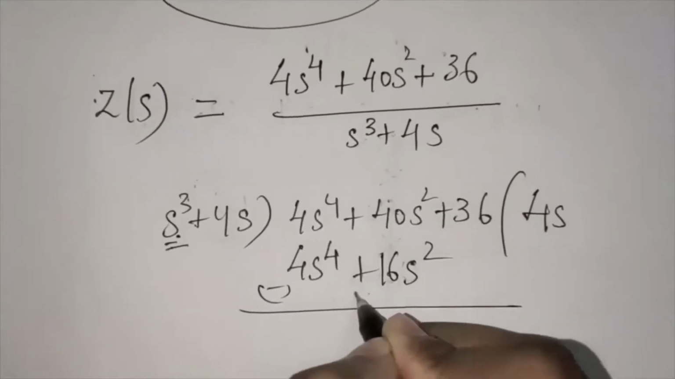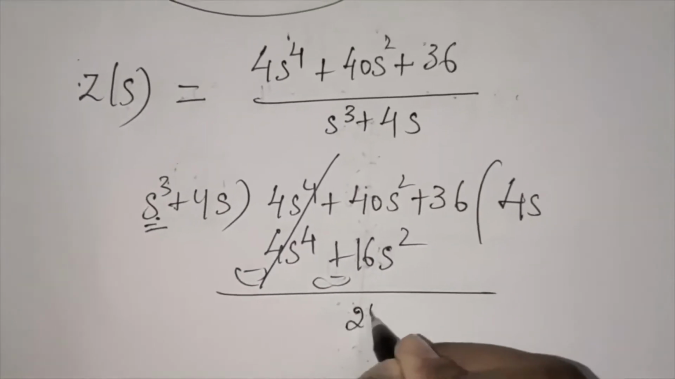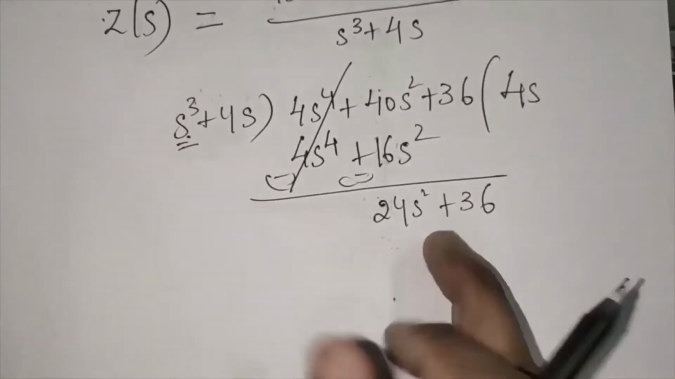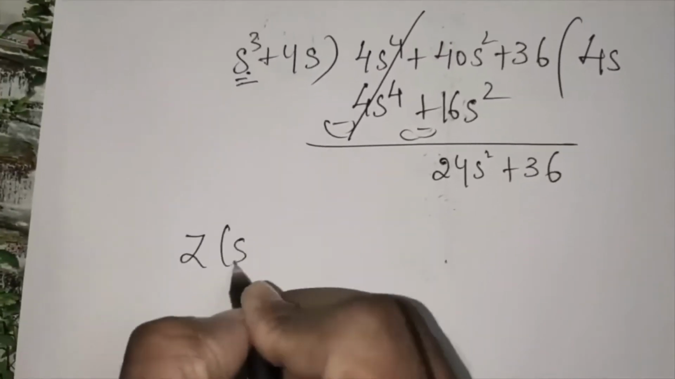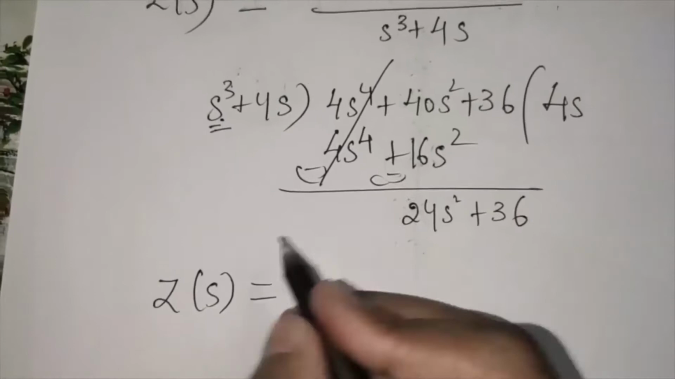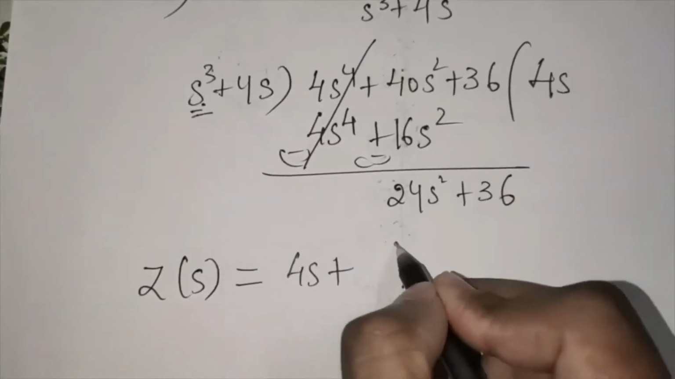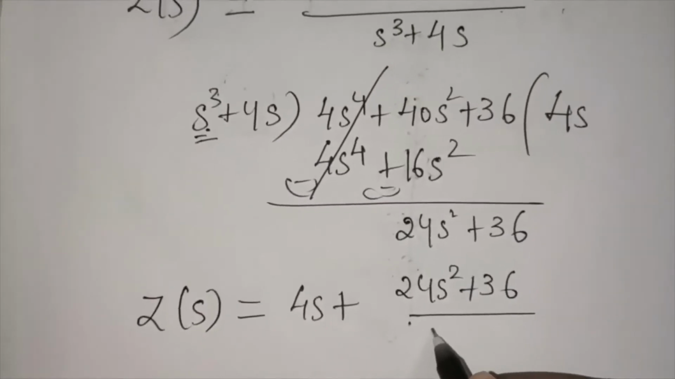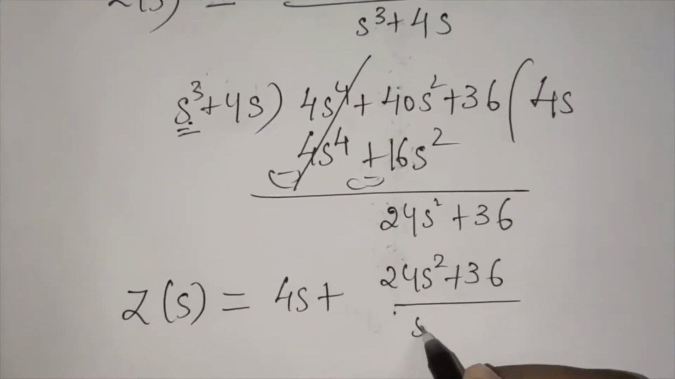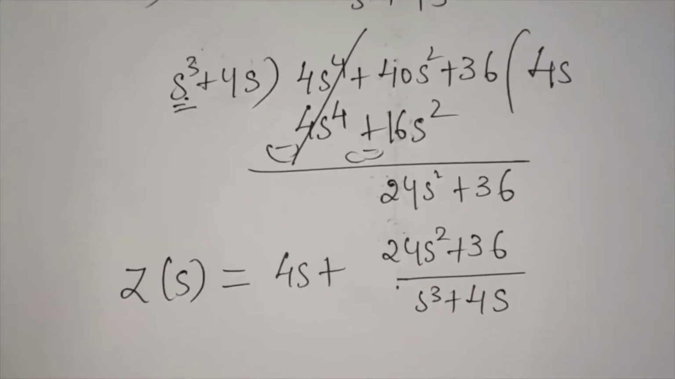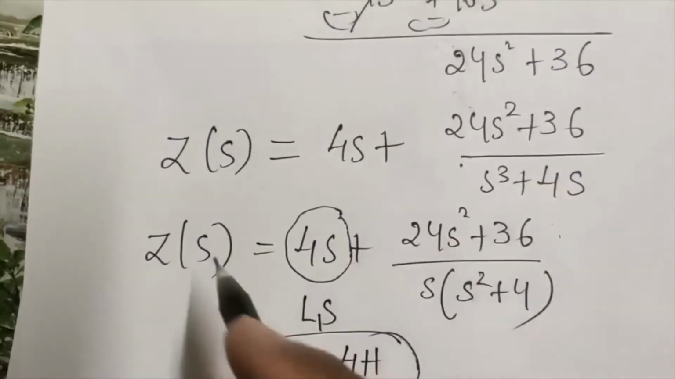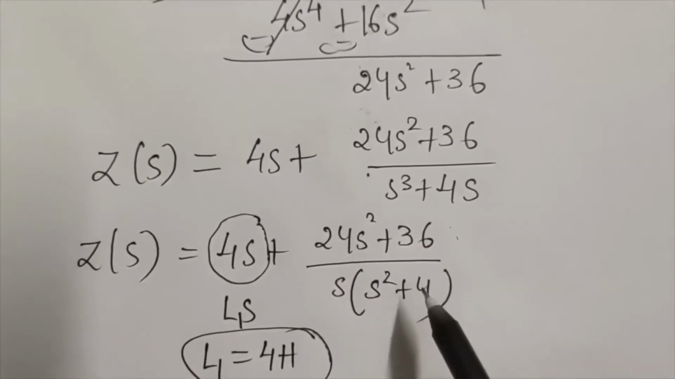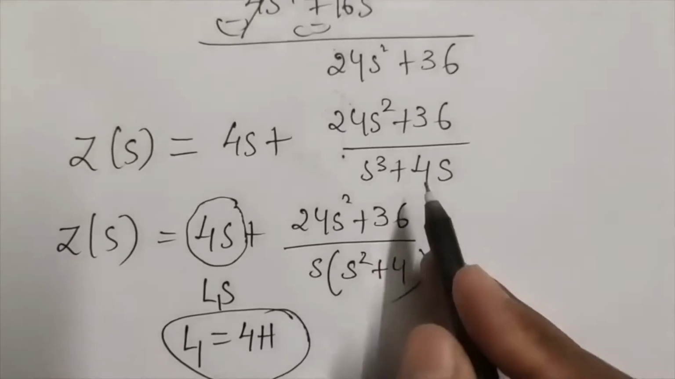So the remainder is 24S squared plus 36. Since the remainder is positive, the given function Z of S I can write as 4S plus 24S squared plus 36 divided by S cube plus 4S. So I can write Z of S is equal to 4S plus 24S squared plus 36 divided by S into S squared plus 4.